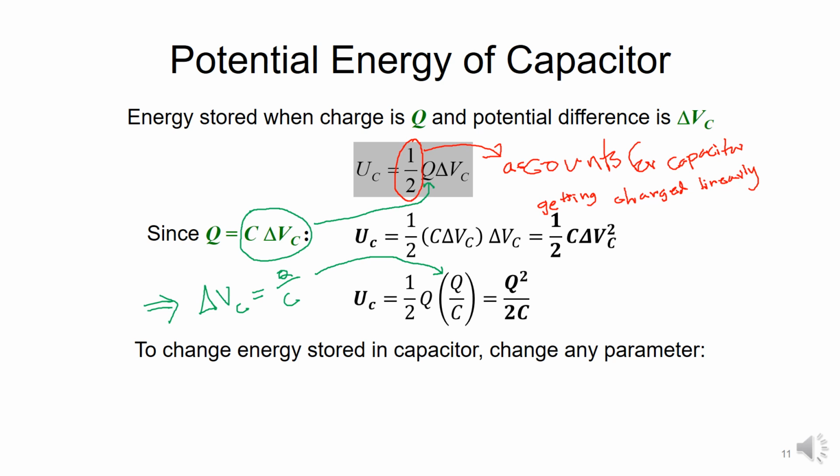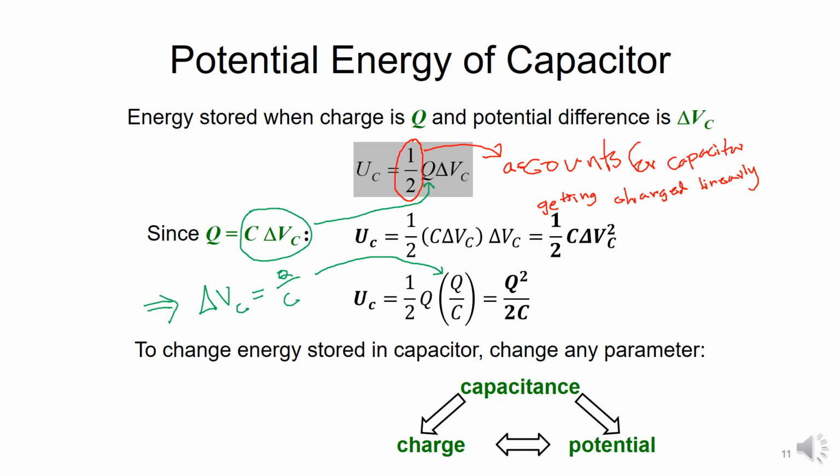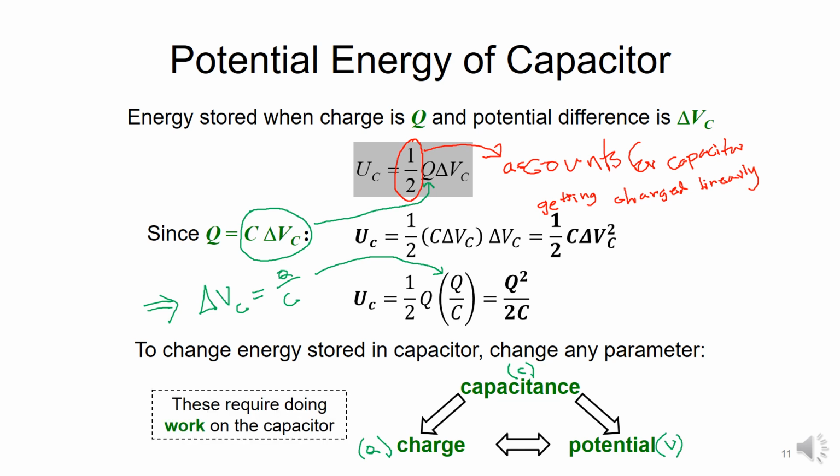Okay, so this tells us that if you want to change the energy stored in a capacitor, we can change multiple parameters, and we can look at the parameters that show up in the equation. We can change the capacitance C, or we can change the charge Q, or we can change the potential V. These are the three things we can change to change the energy stored in the capacitor: C for capacitance, Q for charge, and V for potential. So, three factors that affect the amount of energy stored.